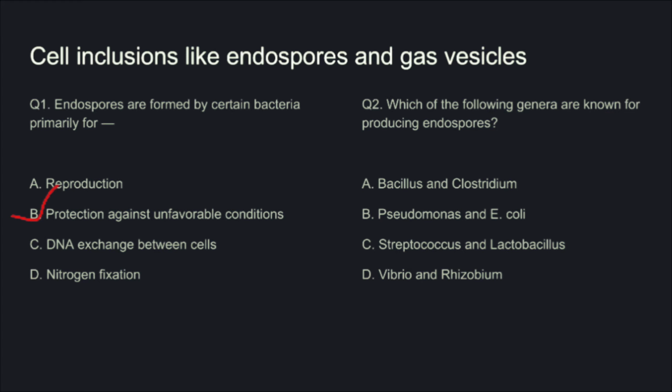Now question number 2. Which of the following genera are known for producing endospores? Options are A. Bacillus and Clostridium, B. Pseudomonas and E. coli, C. Streptococcus and Lactobacillus, D. Vibrio and Rhizobium. Correct answer for this question is option A. Bacillus and Clostridium.